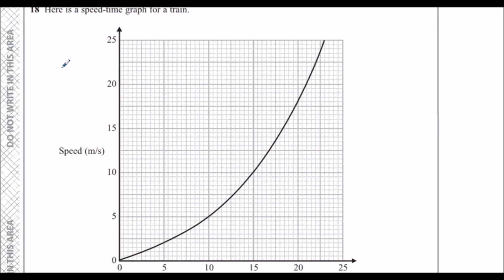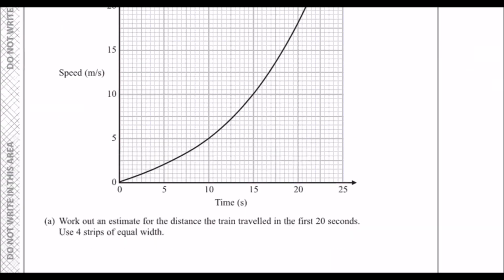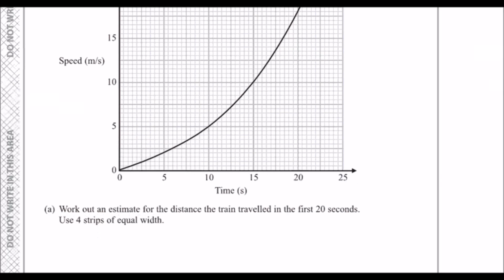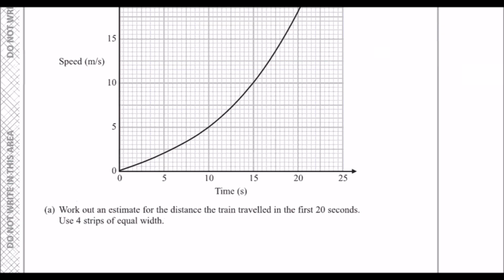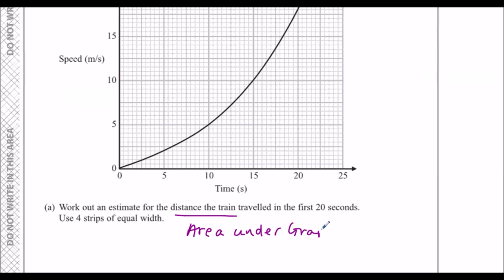Question 18. Here is a speed time graph for a train. So there's a nice speed time graph. Work out an estimate for the distance travelled in the first 20 seconds. Use 4 strips of equal width. So we want the area under the graph. So distance travelled is area under the graph. So we're working out an estimate of the area underneath the graph in the first 20 seconds.